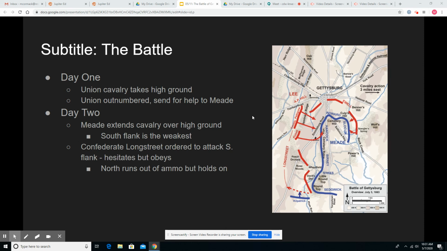So the southern flank of the Union Army holds, but only because a Yale professor named Chamberlain orders a bayonet charge when the Union Army runs out of ammo, and the South attacks for the 4th time. And they do manage to hold them off, even though they don't have any ammunition anymore. So that'll bring us to the most important part of the battle, day 3.